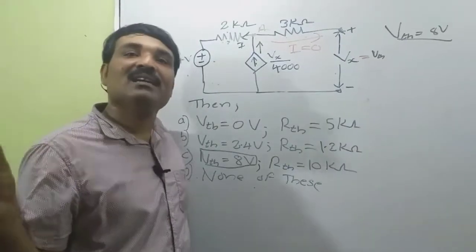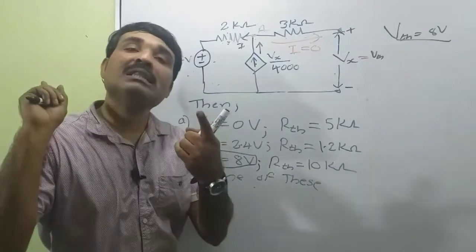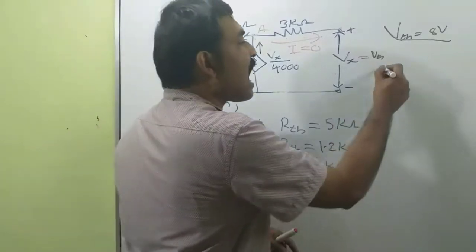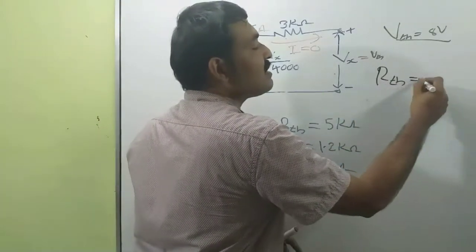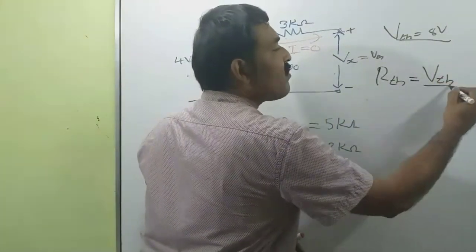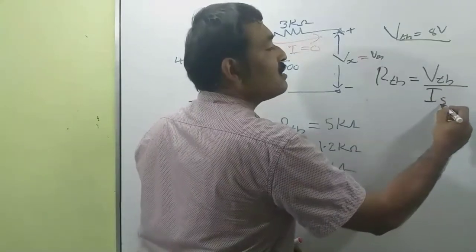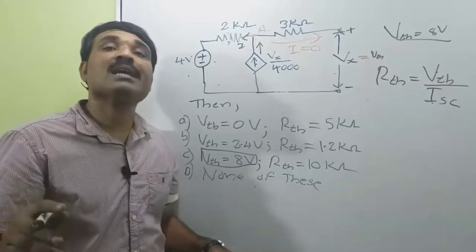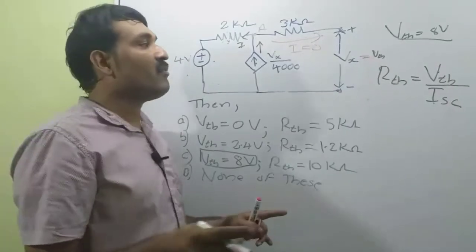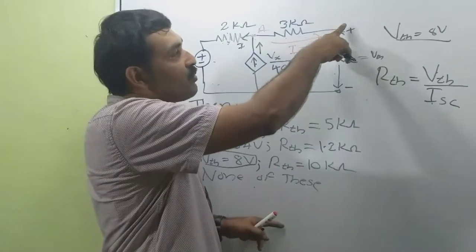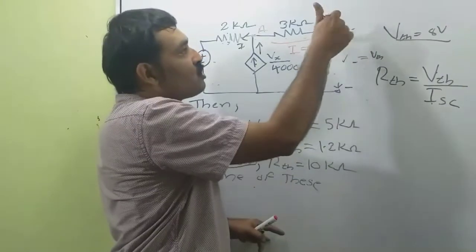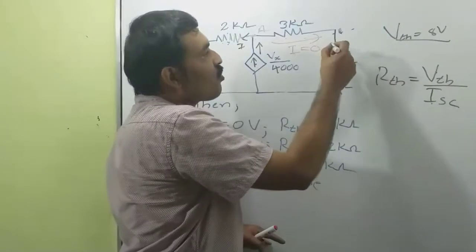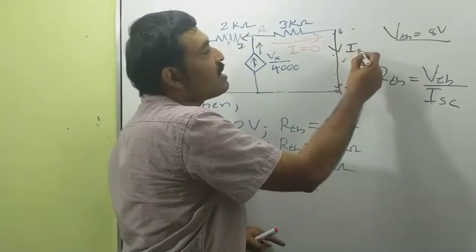We have already told that for problems including both dependent sources and independent sources, we have to find RTH, that is equal to VTH divided by ISC. That is the open circuit voltage divided by short circuit current. For doing that, we should short circuit this load terminal. So current flowing through this is ISC.